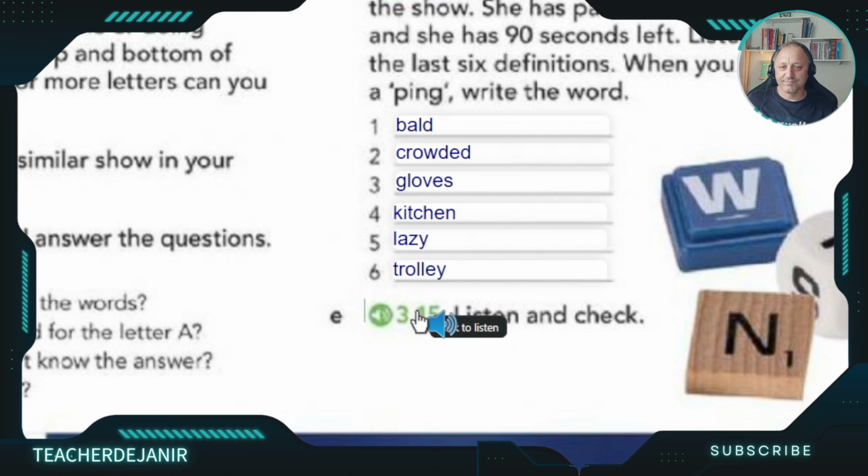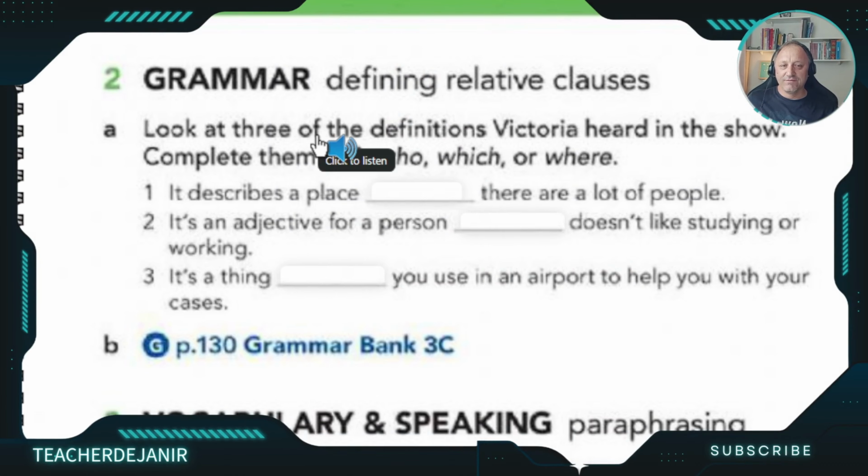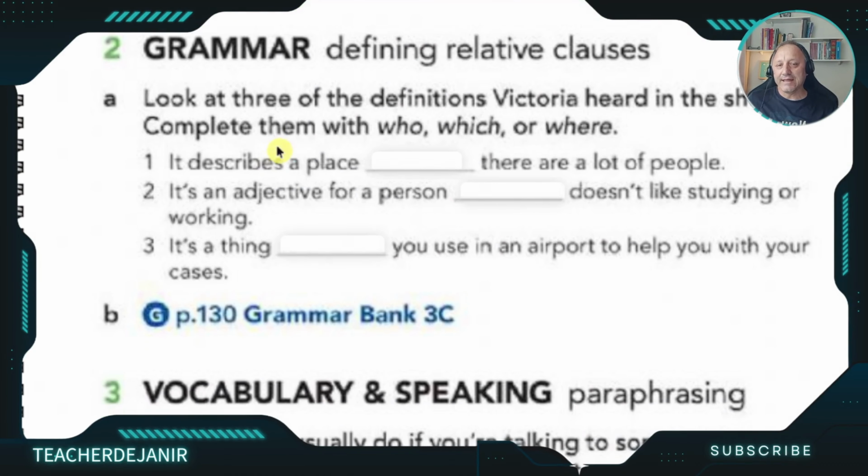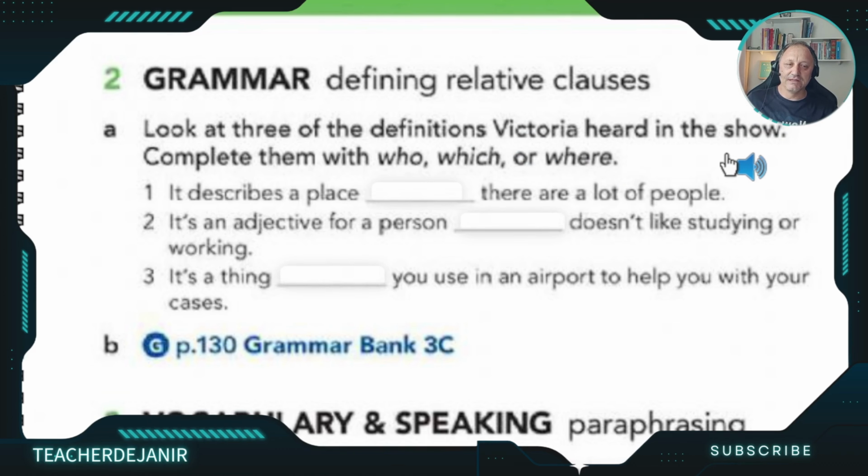Oh, great! Grammar: defining relative clauses. Look at 3 of the definitions Victoria heard in the show. Complete them with who, which, or where. Number 1. It describes a place where there are a lot of people. Number 2. It's an adjective for a person who doesn't like studying or working. Number 3.